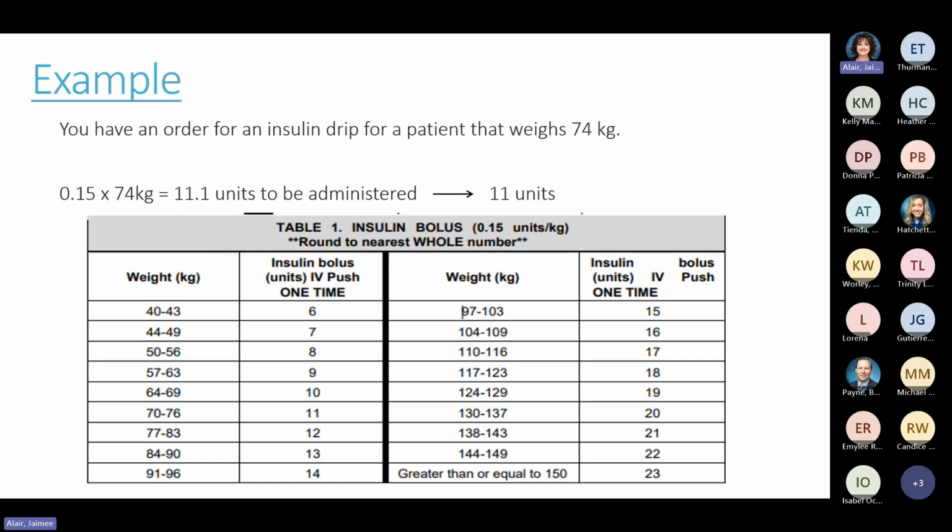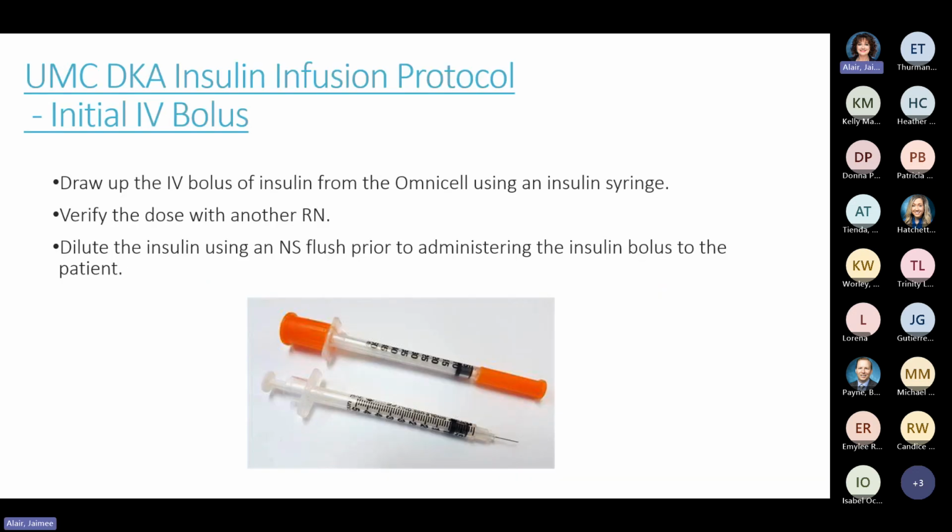This is an example of what the protocol here looks like. So the initial bolus would be 11 units if the patient weighed 74 kilograms, and it's based off of this table and the patient's weight. When we're giving an IV push of insulin for these adult patients, we draw up the insulin just like you would in normal units with an insulin syringe.